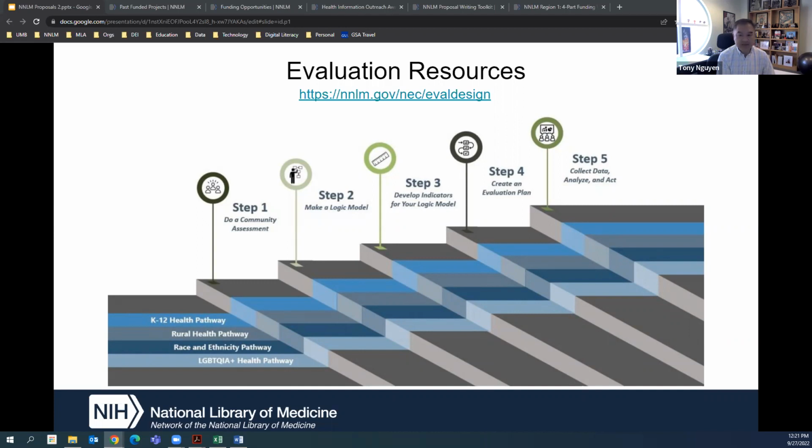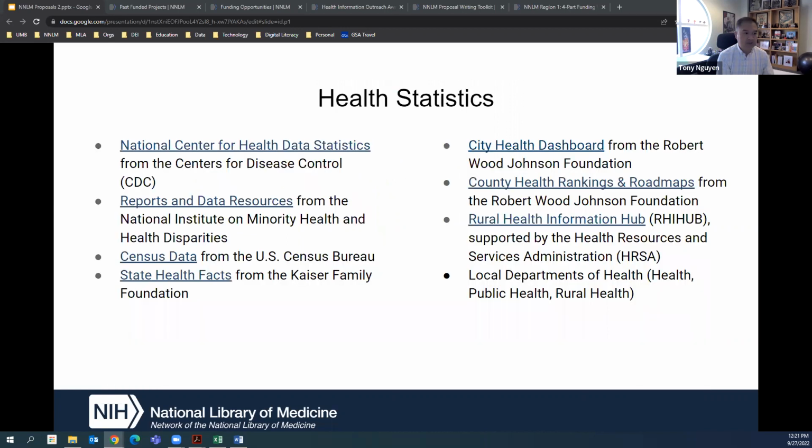So I would say that if you want to start looking at this guide on developing your evaluation, this will actually help lead up to all of the other information that you may need as you're developing your proposal.